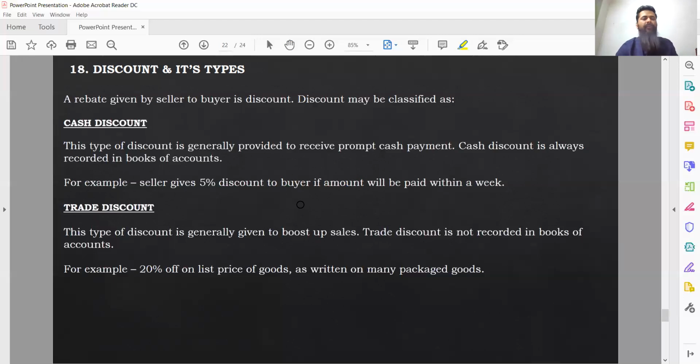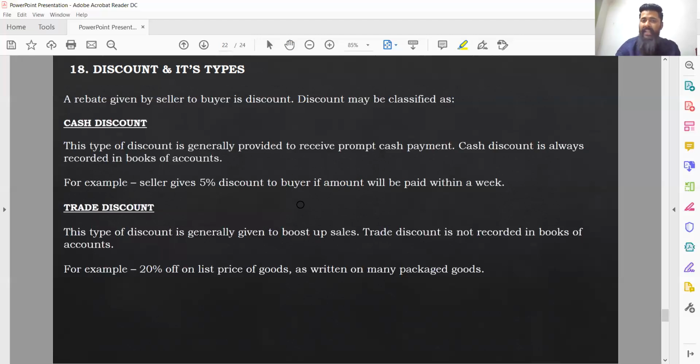So basically, what is the difference between cash discount and trade discount? First thing is, cash discount is claimed by the buyer, whereas trade discount is given by the seller itself. The prima facie intention behind discount: cash discount is given by the seller in order to convert its goods promptly into cash. What is the basic intention of the seller? To sell its goods and get them converted into cash as quickly as possible.